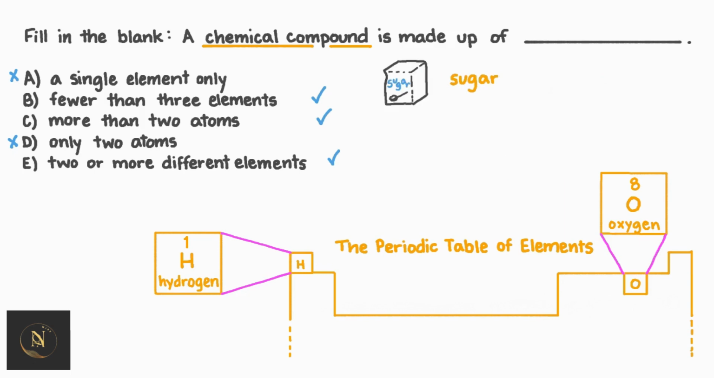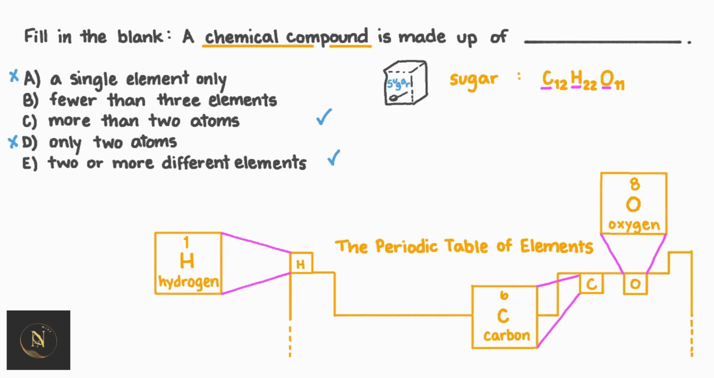Sugar is another common chemical compound. Its chemical formula is C12H22O11. So sugar contains the elements hydrogen and oxygen, as well as the element carbon. As sugar is a chemical compound that contains 3 elements, answer choice B cannot be the correct answer to this question. Sugar does contain more than 2 atoms and is composed of 2 or more different elements.